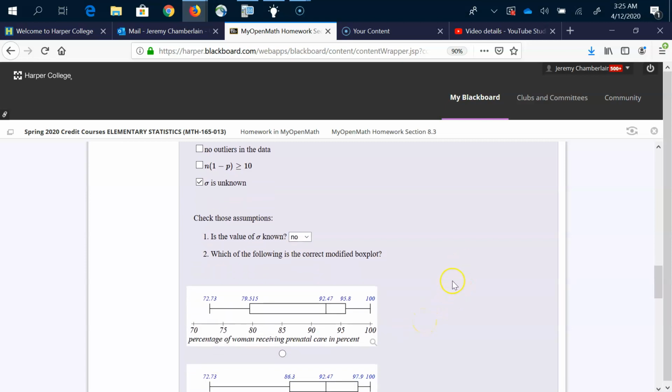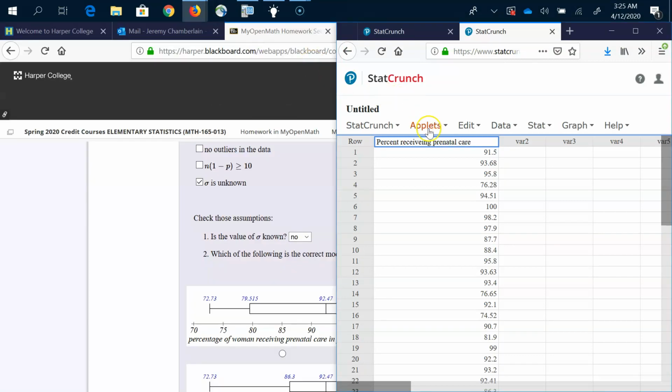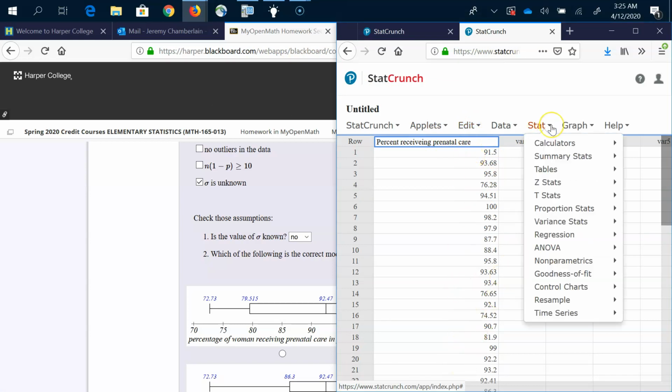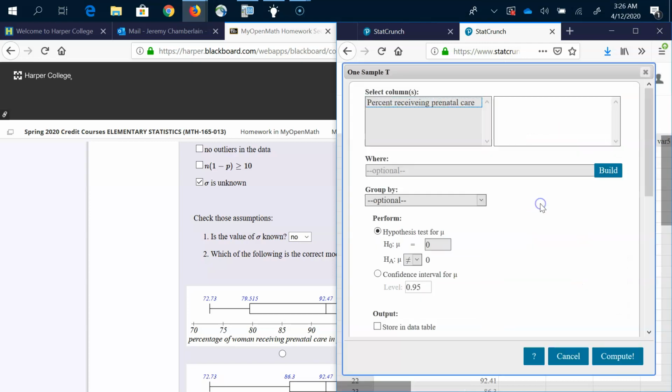So I'm going to now go to StatCrunch. And here, I've actually entered the data set into StatCrunch ahead of time. So I just did a copy paste. I'm going to go to Stat. We'll go to T statistics because we do not know the standard deviation. And we'll go to one sample. And then we do have data. So I'm going to select what I called percent receiving prenatal care. That's just the title I gave the data points.